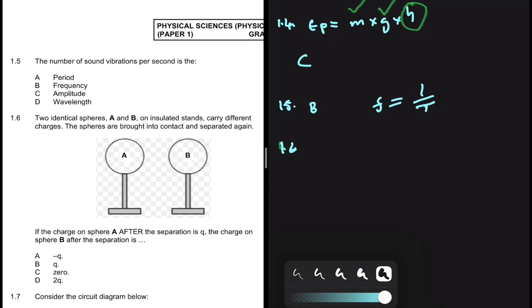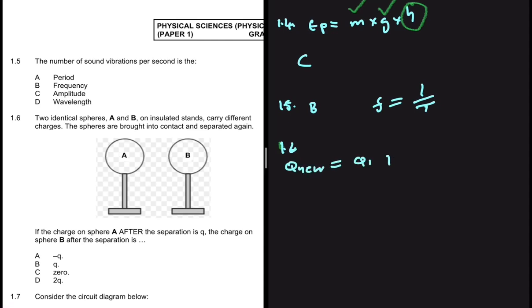If you bring two spheres into contact and you separate them, the new charge is going to be Q new, that is equal to Q1 plus Q2 divided by 2. So you can see from this formula that the charges on the two spheres after bringing them into contact and separating them should be the same. If the charge on sphere A is Q, then the charge on sphere B after separation should also be Q. So the answer to 1.6 is B.